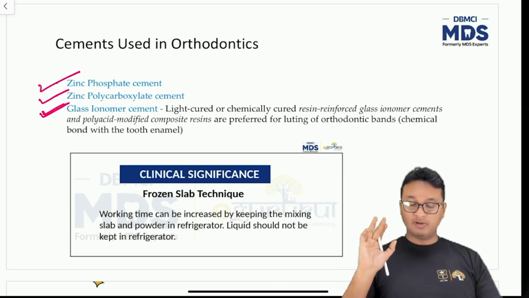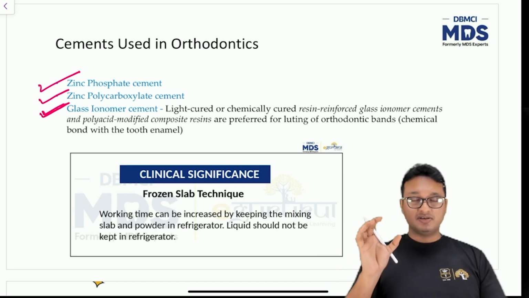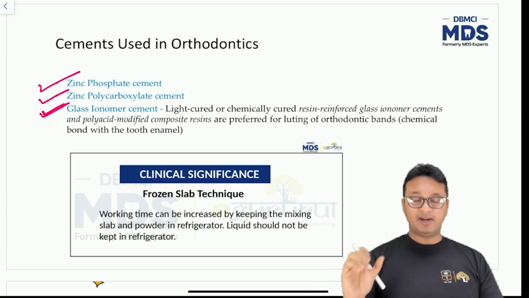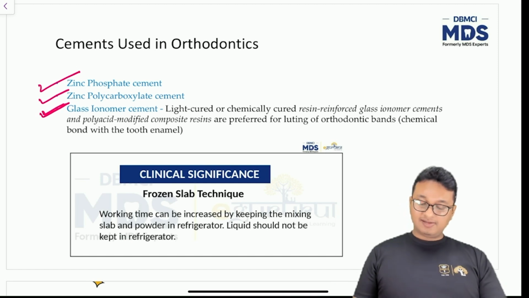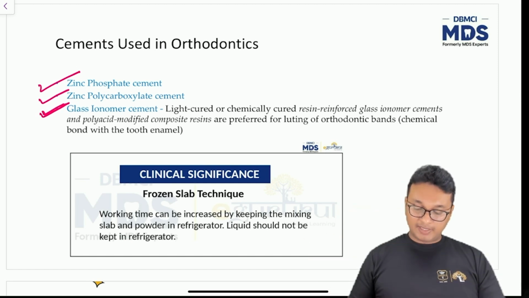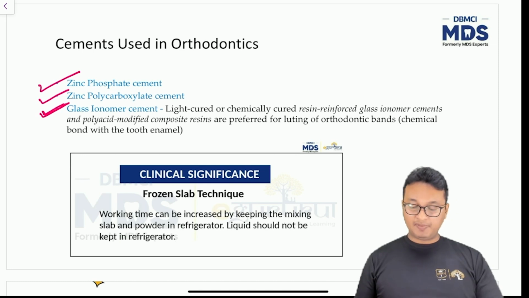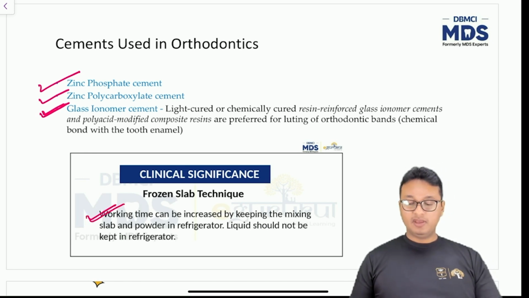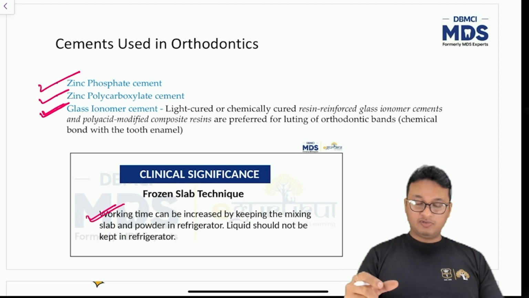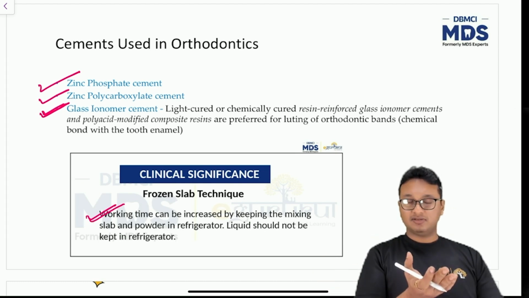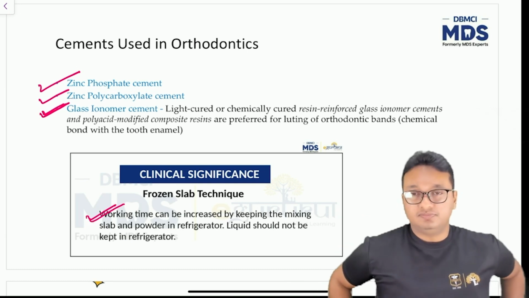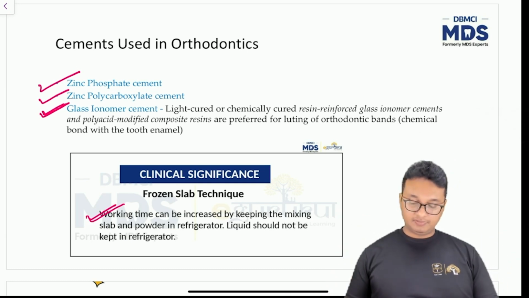So we prefer glass ionomer cement over any other type of cement, specifically for cementing the orthodontic bands onto the tooth surface, because glass ionomer cement creates a chemical bond between the enamel and the band. The clinical significance is something called the frozen slab technique, where working time can be increased by keeping the mixing slab and powder in the refrigerator, but the liquid should not be kept in the refrigerator. So this is a clinical situation where you want to increase the working time while mixing the cement on your glass slab. This is just a clinical tip for you.